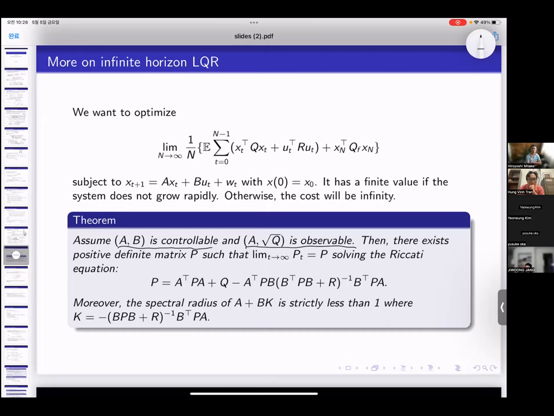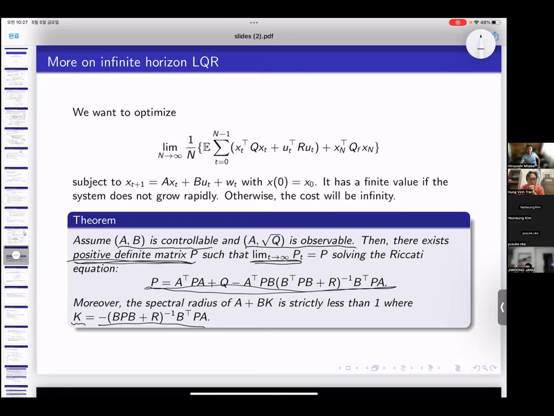So if the system parameter pair A and B is controllable, and A and square root of Q is observable, then there exists a positive definite matrix P such that the sequence P of T, which was introduced in the previous slide, converges to that P, solving the so-called Riccati equation there. For such a P solving the Riccati equation, we can define K like this.